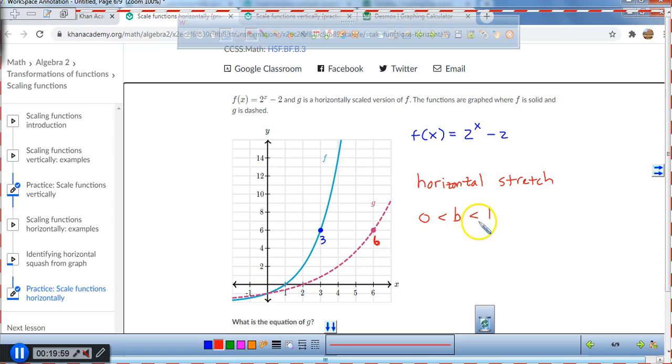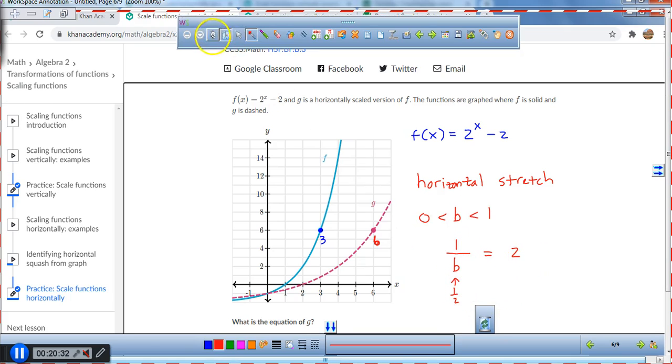between it? Well, think about this. If I went from 3 to a 6, I know if I do 1 over b, that's going to be our scale factor. It looks like it was stretched by a factor of 2. So if it's stretched by a factor of 2, then we know our b value is going to have to be a half. Because 1 divided by a half is 2.